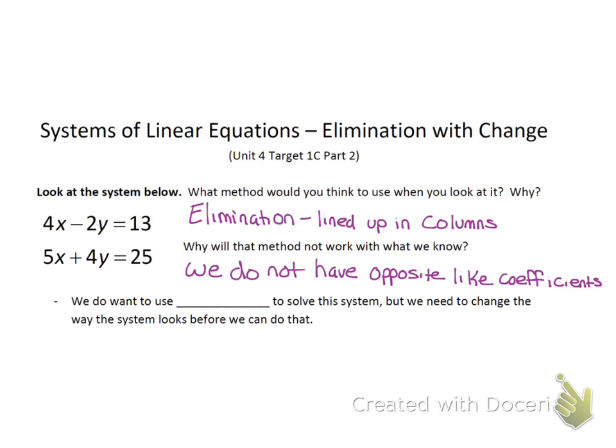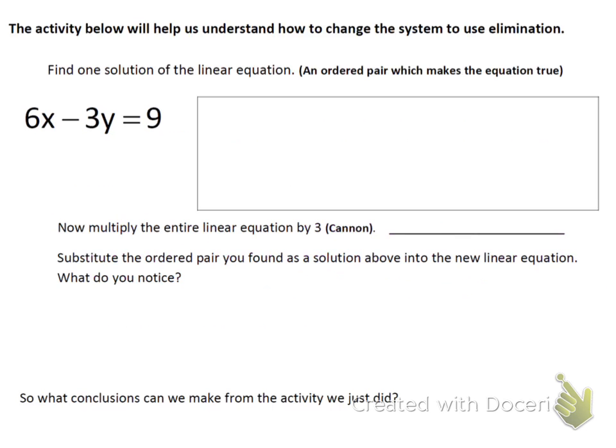So we're going to need to do something in order to be able to use elimination to solve this system. We're going to need to change the way the system looks. So next, we're going to look at this little activity to help us understand how to change a system. We're going to want to find a solution of the linear equation. And as a reminder, a solution is an ordered pair which makes the equation true.